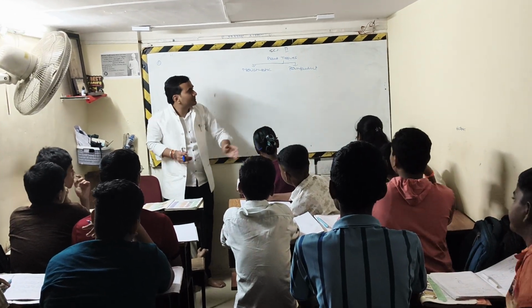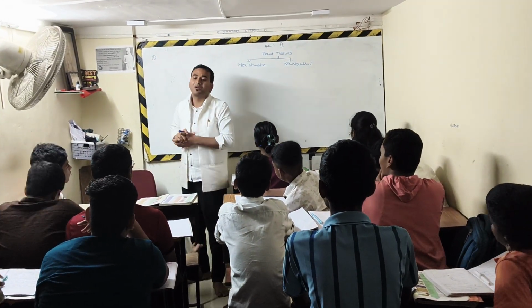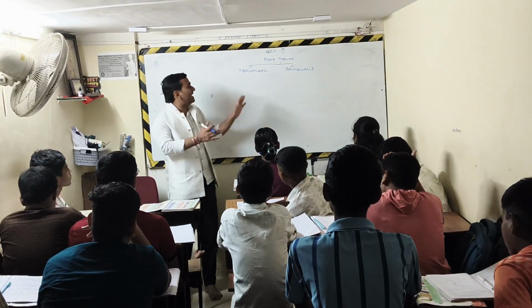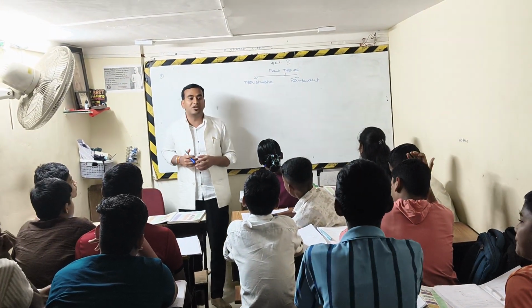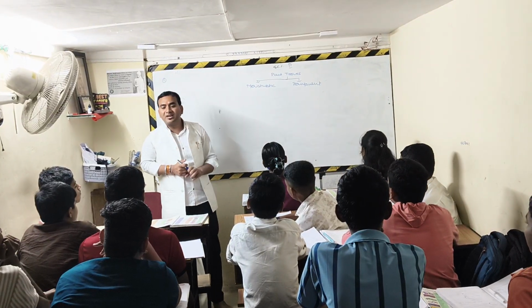Okay. Then what is permanent tissue? Permanent tissues are made from meristematic tissues. Those tissues which have lost the ability to divide are called permanent tissues.